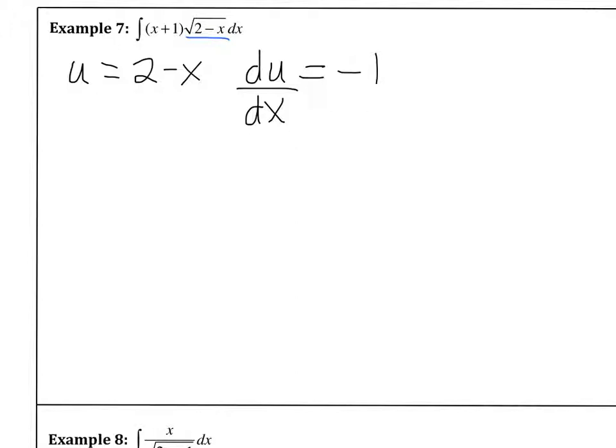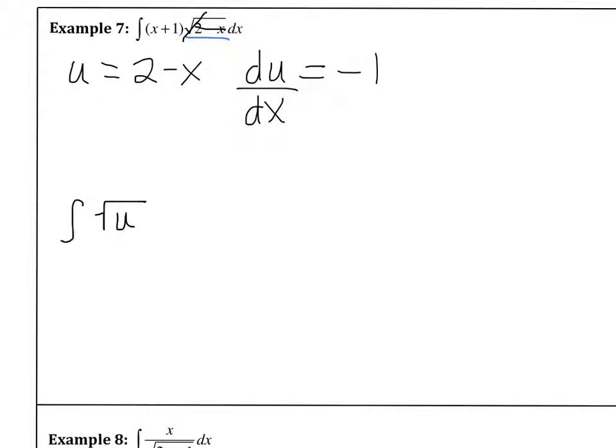We'll come back and get stuff. All right. So I'm going to start rewriting my integrand. I will write root u. Cool. That takes care of the radical and the stuff inside. And I'm like, all right, well, I've got to replace the dx with something.